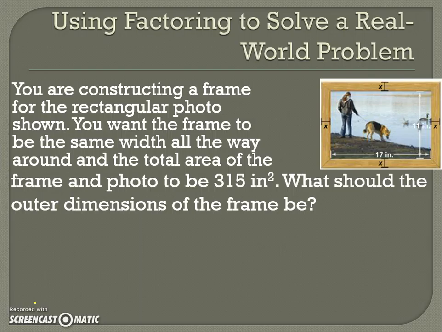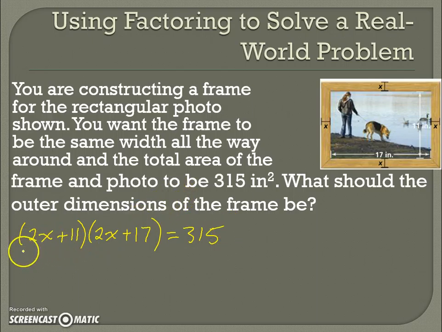So the first thing that I'm going to do is figure out the area. The total area is going to be given by the width times the length. Well, the length on this is going to be this x plus the 11 plus this other x. So this first one's going to be 2x plus 11. And then the width is going to be x plus 17 plus x, or 2x plus 17. And this needs to be 315 inches squared.